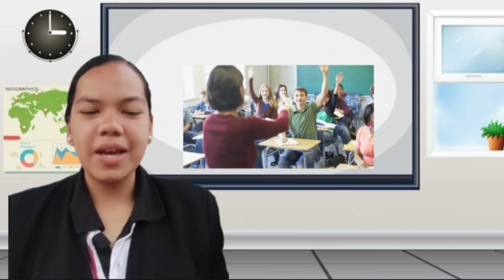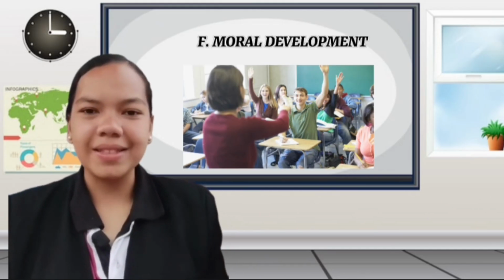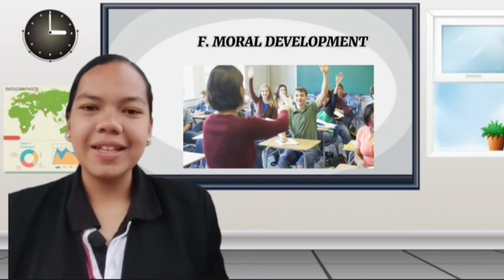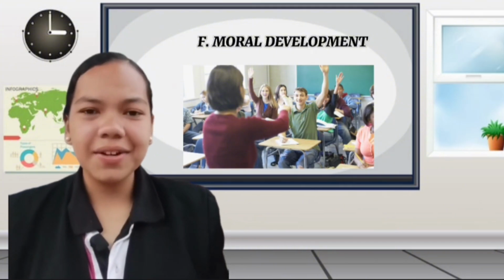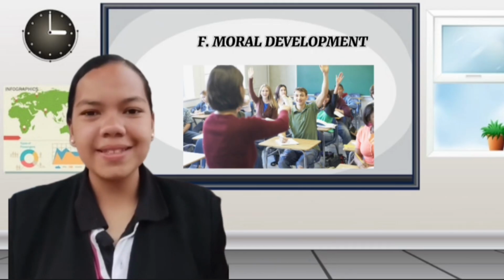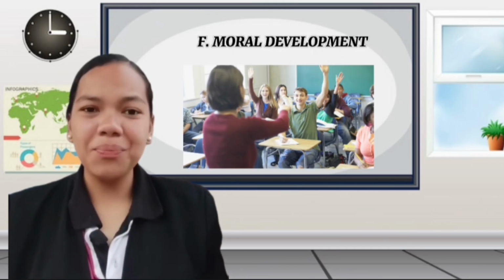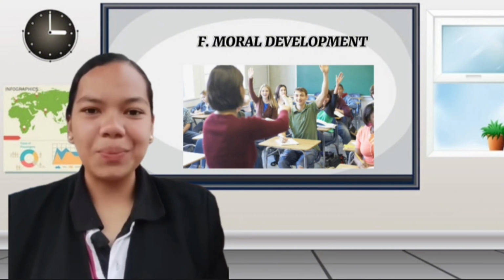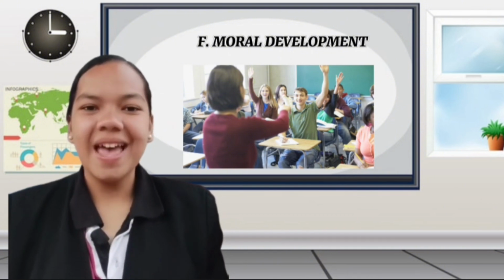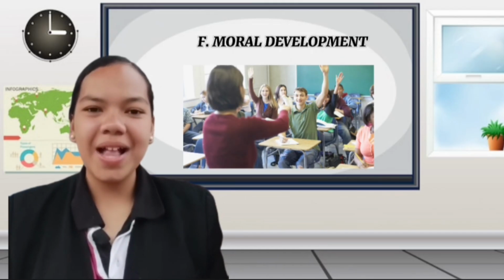And the last is letter F, moral development. Adolescents strengthen their values and ethics. They face more complex issues and begin forming their own principles. Role models, peers, and community activities influence this development.